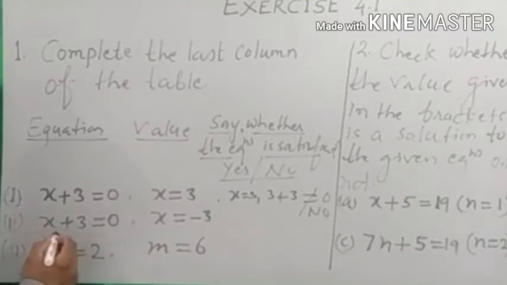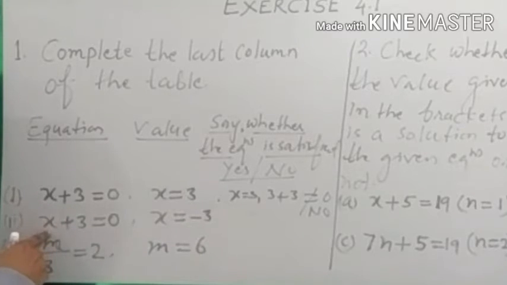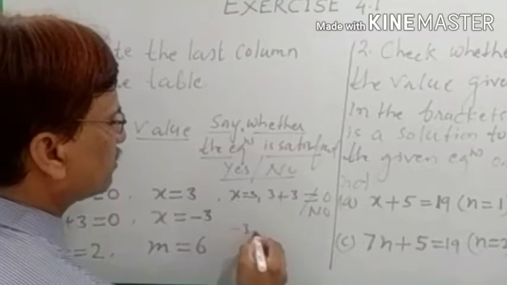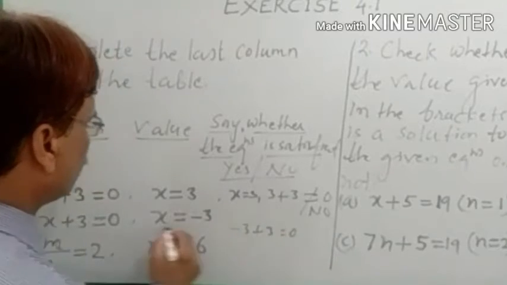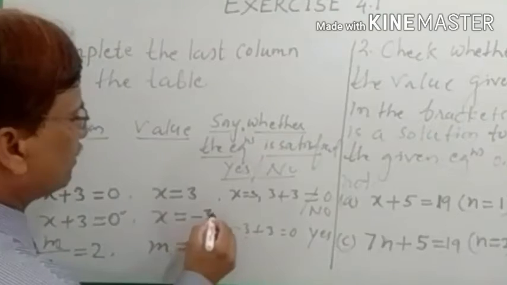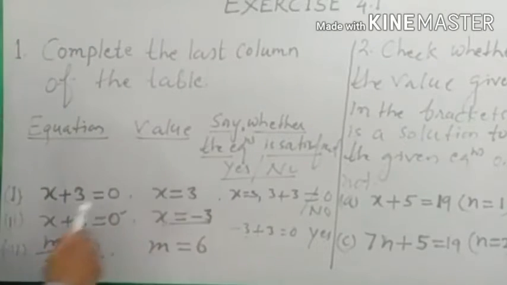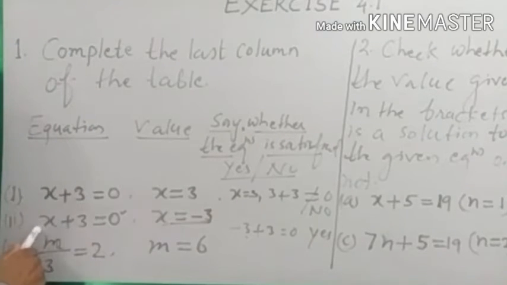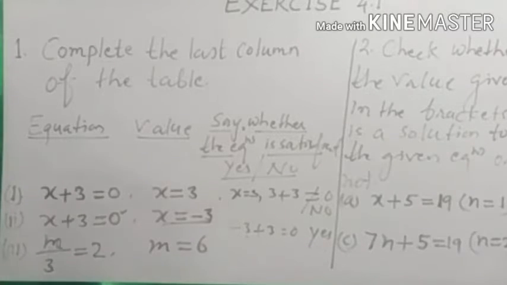Okay. Now x plus 3 is equal to 0. If we put minus 3 in place of x, minus 3 plus 3 is equal to 0. Okay. Yes. So minus 3 will satisfy this equation.